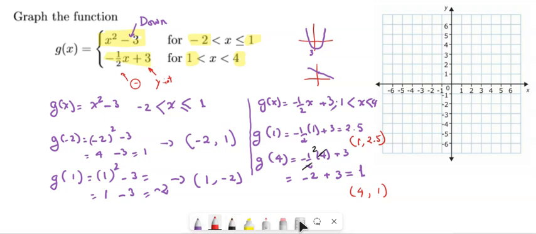Let's keep graphing it in the red. So I'm going to start with the parabola over here. I'm going to start with (-2, 1), and that's going to be this point over here, and the second point is going to be (1, -2), that's 1 for the x and -2 for the y.